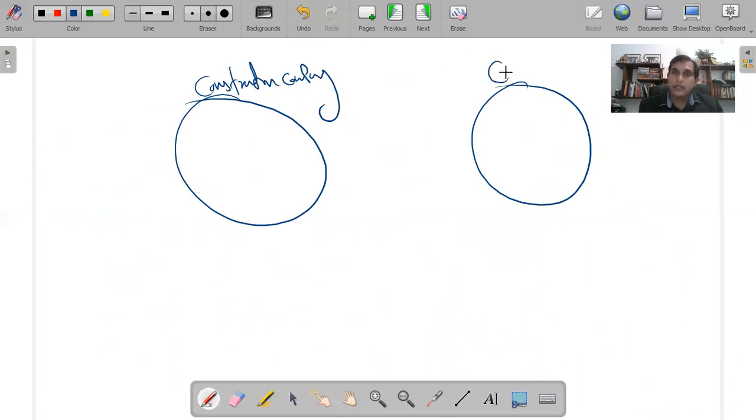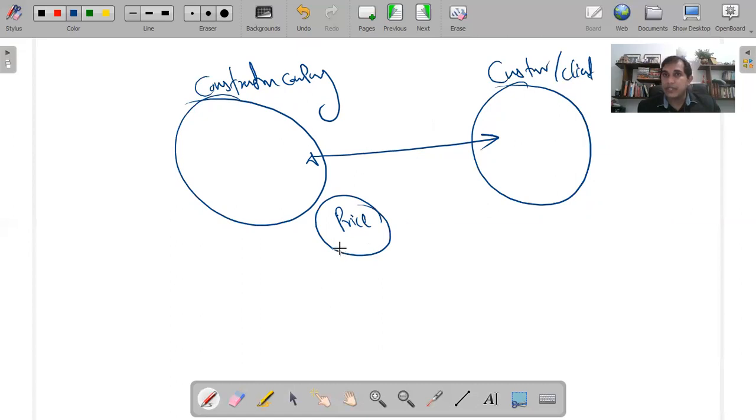Here, customer or client, there is an agreement. With the agreement, the construction company agrees to construct a building or whatever asset at a fixed price. There is a price, that is the transaction price. Then the construction company can estimate the cost. So that's called input.